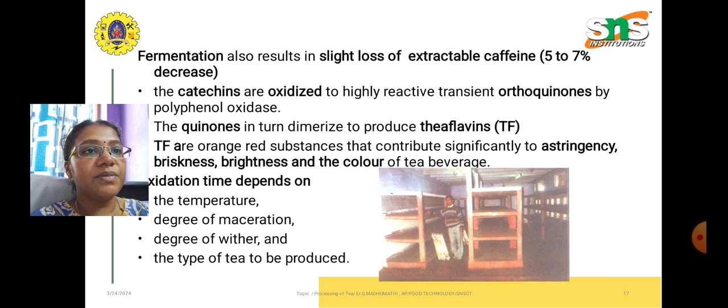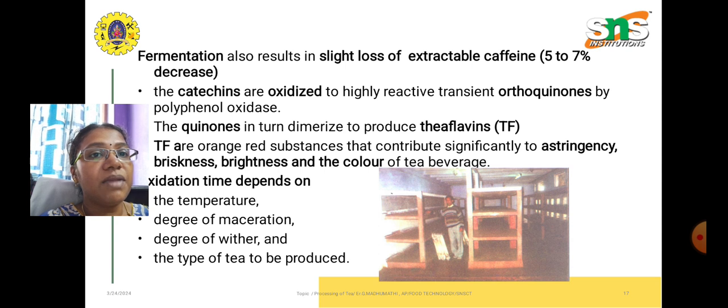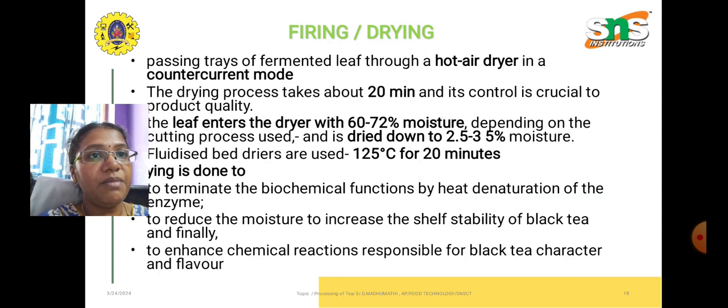During this fermentation process there will be a slight loss of extractable caffeine content, that is, a decrease in the caffeine content, and in turn some theaflavin compounds are produced during the fermentation process. This oxidation time mainly depends on the temperature, degree of maceration, degree of wither and the type of tea being produced.